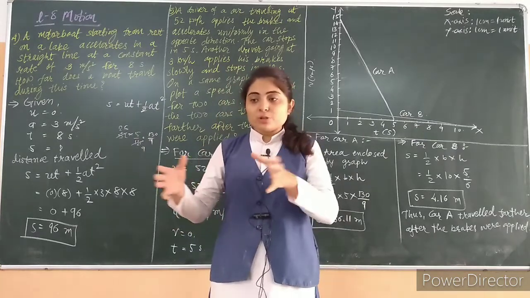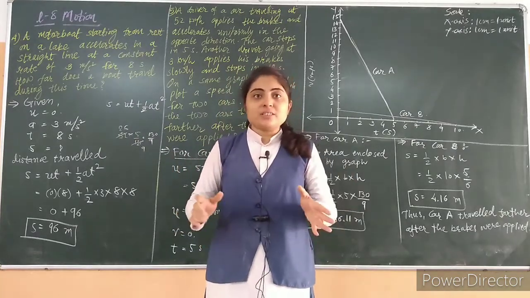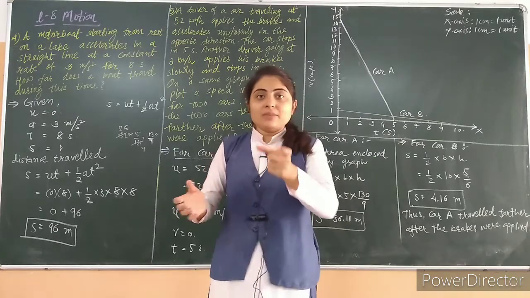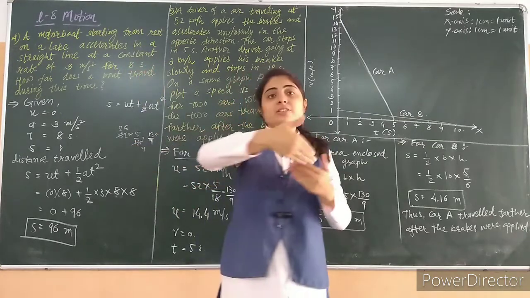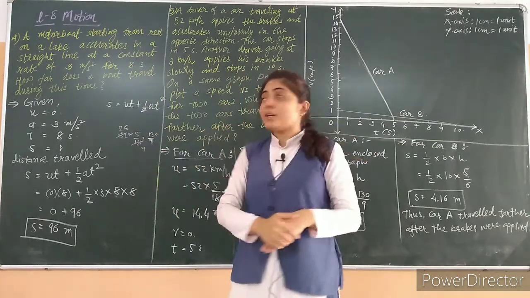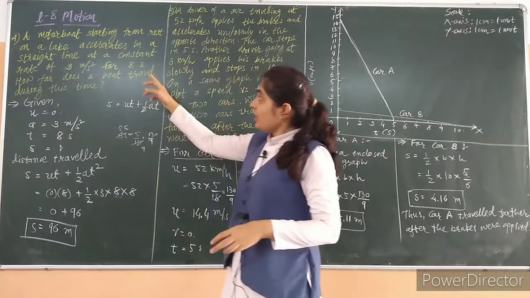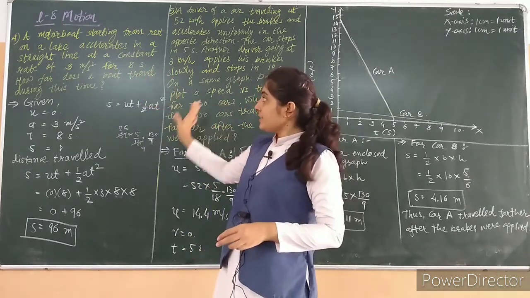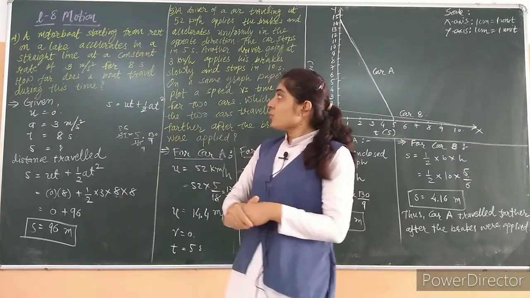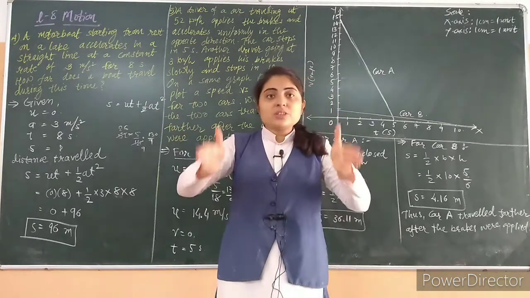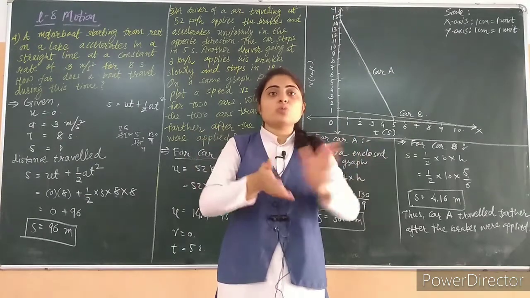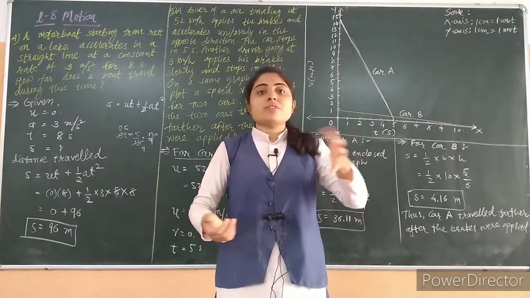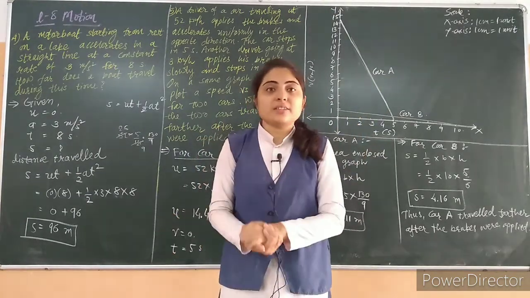Okay, so the motorboat starts from rest. This is the keyword, right? And accelerate means it changes the velocity in a straight line at a constant rate of 3 meters per second square for 8 seconds. How far does the boat travel during this time? So during this time interval of 8 seconds, how far has the boat traveled? It means how much distance it has traveled.